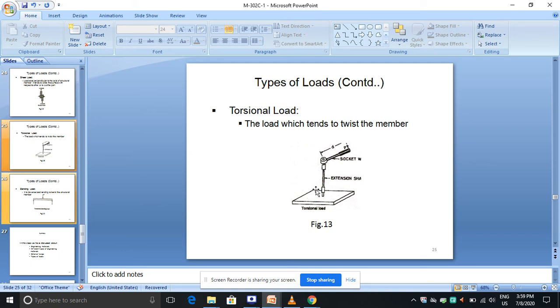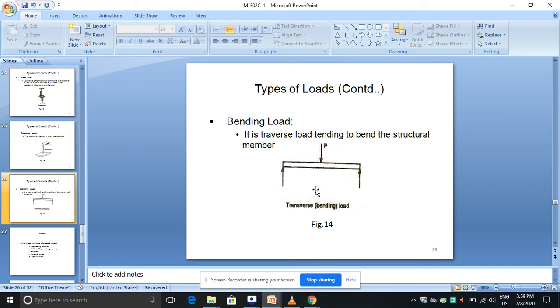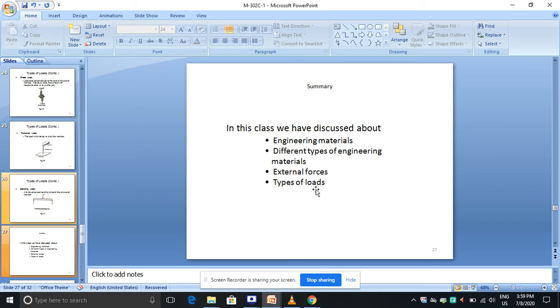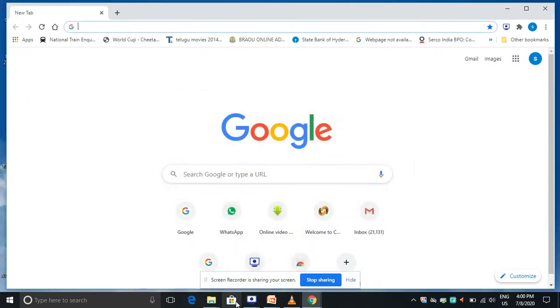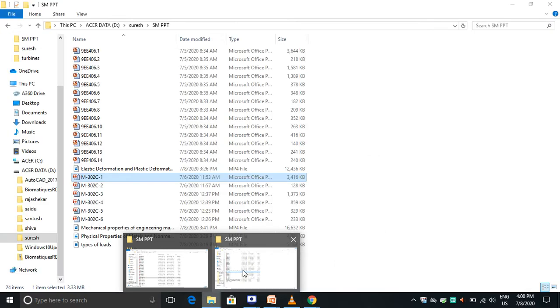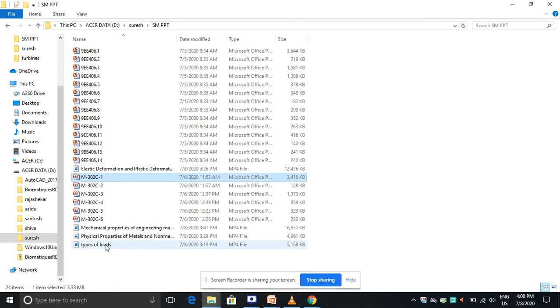Next is torsional load. The load which tends to twist the member. You see here, screwing or unscrewing of nuts and bolts. Next is bending. It is the load that tends to bend the structural member. Okay, here I am giving small animation videos so you can better understand. What are the types of loads?